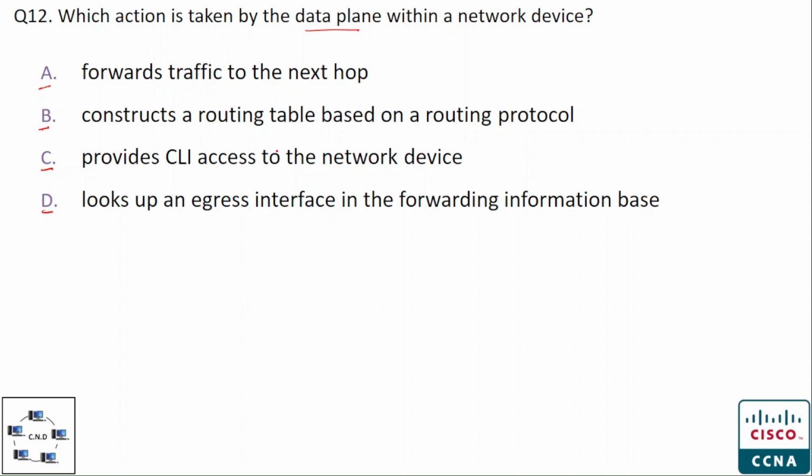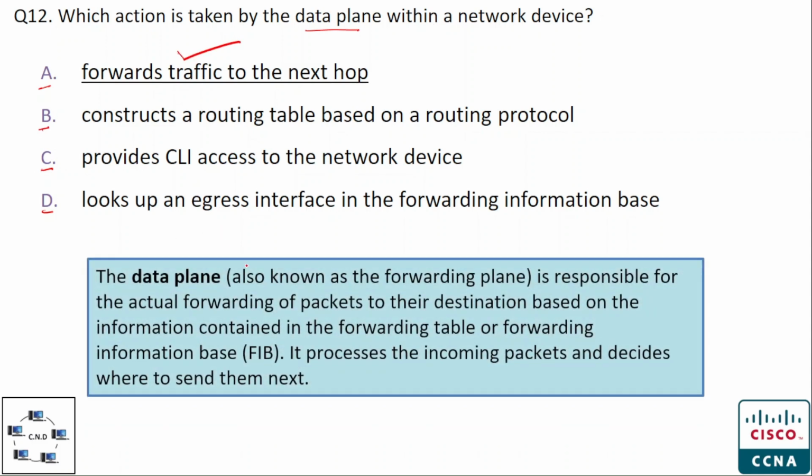And the correct option is that the data plane basically forwards traffic to the next hop. So the data plane, also known as the forwarding plane, is responsible for the actual forwarding of packets to their destination based on the information contained in the forwarding table or forwarding information base. It processes the incoming packets and decides where to send them next.